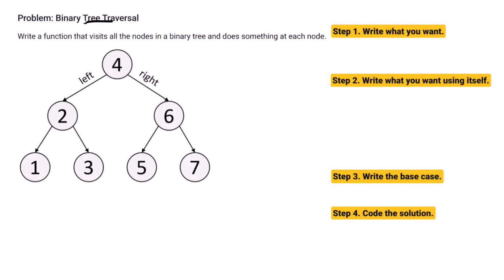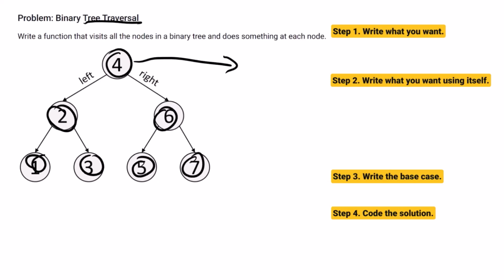So a tree traversal is just a function that visits every single node in a tree and does something at each node. Maybe we want to add all these values to an array, or maybe print them all out. That's up to you. Do something is whatever you want it to be. So we want a function that visits all the nodes and does something, and the function is given the root of the tree. So this is the function we want, and now we're going to try to write it recursively.